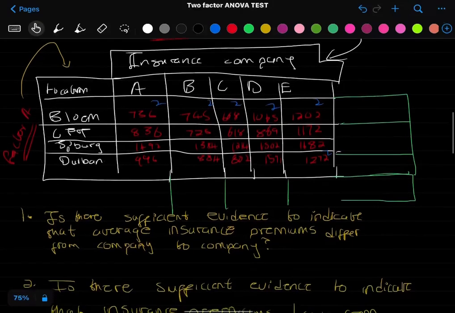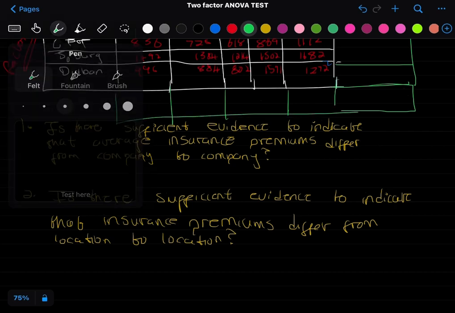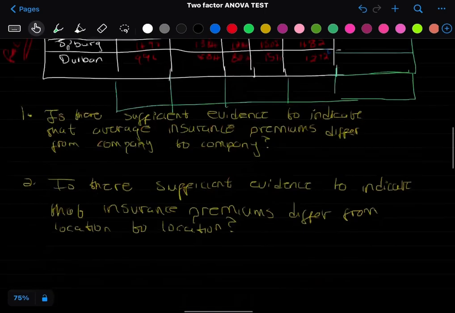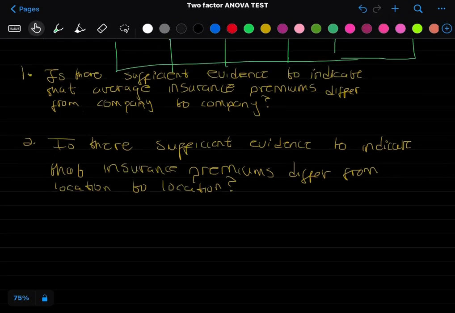So now we have to conclude whether there's sufficient evidence to indicate that the insurance premiums differ from company to company, or even from location to location. Now, to deal with these questions, there are things that we have to be able to figure out: the null hypothesis and the alternative hypothesis.